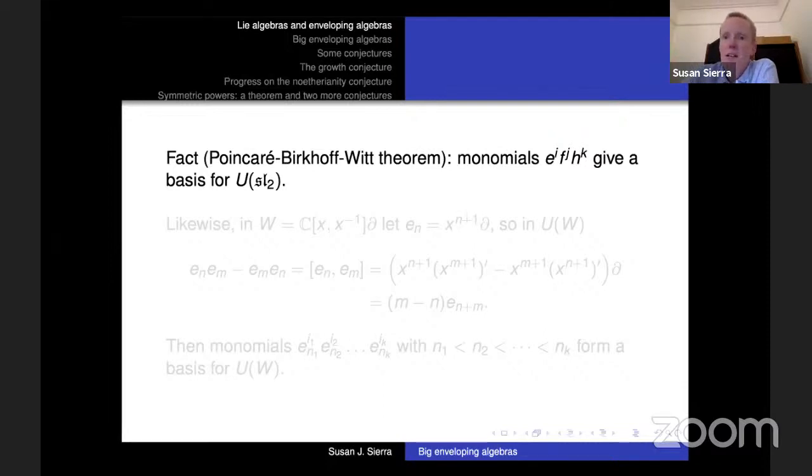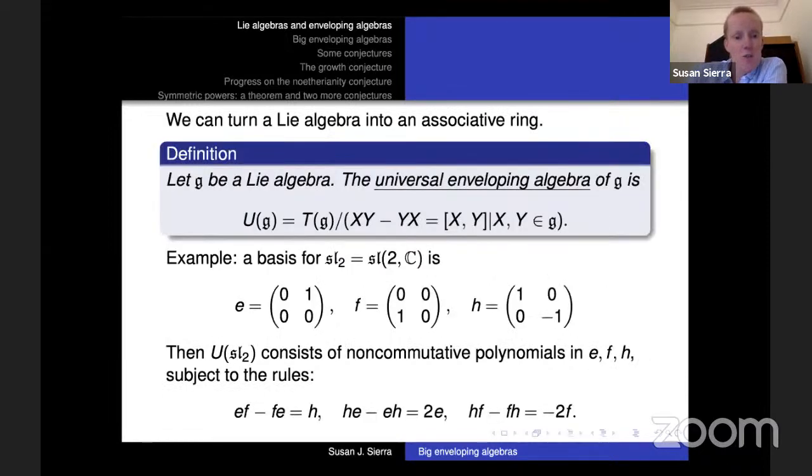So what I do here is, a priori, I've got non-commutative polynomials in E, F, and H, right? So FE is not EF because those are non-commutative. So suppose I write down a polynomial that has an F times an E in it. Well, I've got this rule that says that EF minus FE is H, or FE is EF minus H. So I can replace my FE by EF minus H, and that's in the correct order.